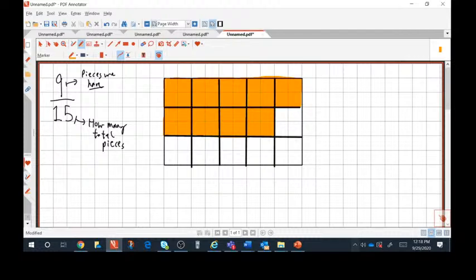Anyway, so that's what 9/15 should look like. Now, folks, here's the thing. That is not what you would call a reduced fraction, because it turns out if you needed to cut this up into less pieces so that every piece was bigger, you could.